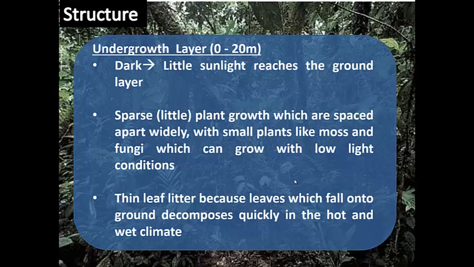The undergrowth layer is very dark as very little sunlight reaches the ground. There is very little plant growth and plants are spaced apart widely. Plants which can adapt to low light conditions such as moss and fungi can grow in these areas. There is very thin leaf litter because leaves which fall onto the ground decompose quickly in the hot and wet climate.